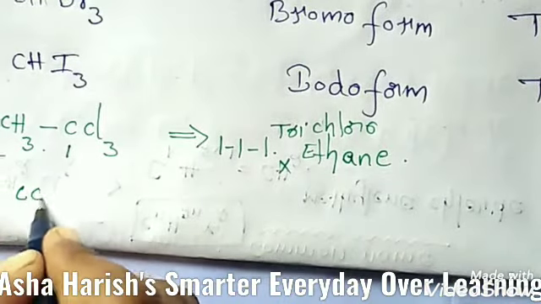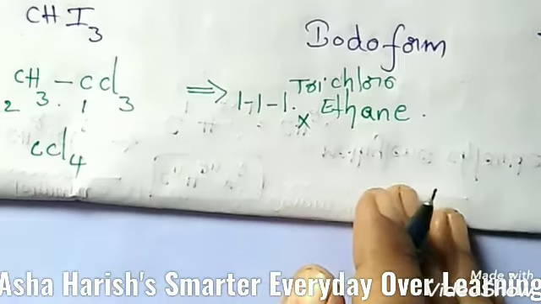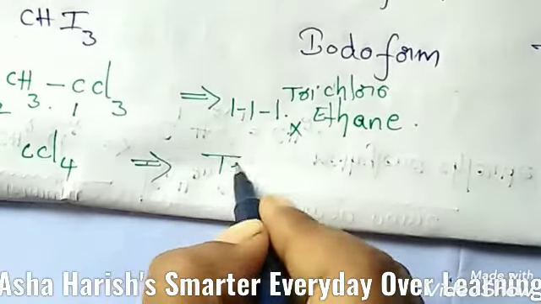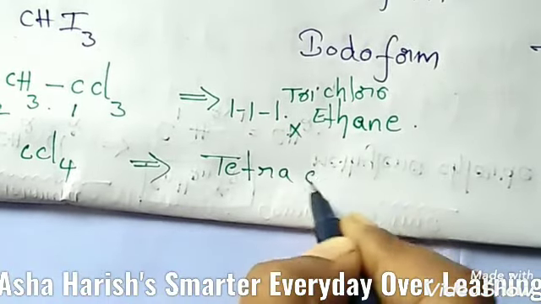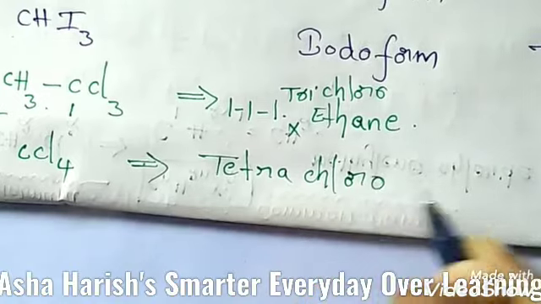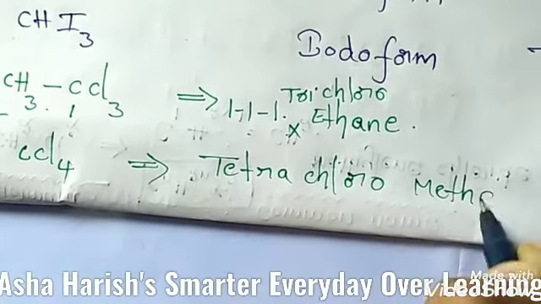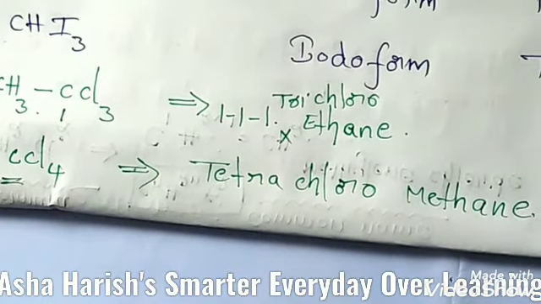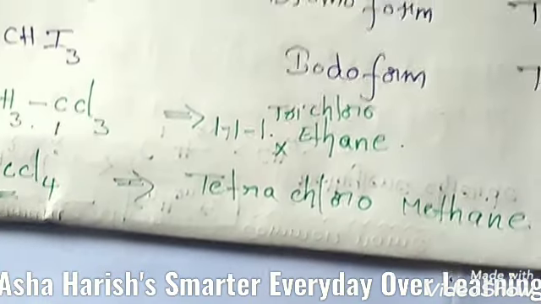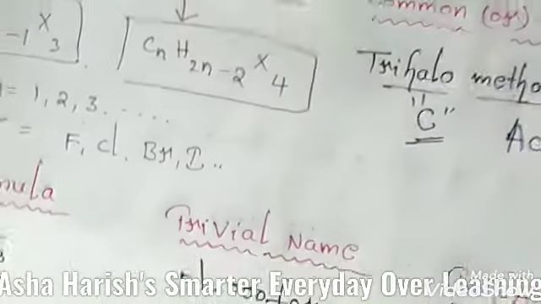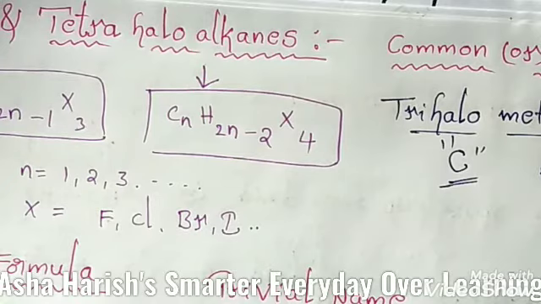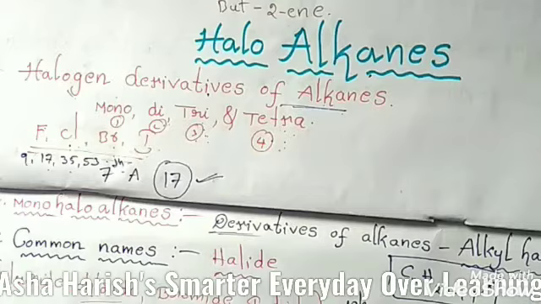Okay, students, and again, if you have CCl4, commonly we can call it carbon tetrachloride. Here the IUPAC name should be tetrachloromethane. Again methane. Why? Because of the presence of one carbon. Okay, right, students, this is about today's session. Tri and tetrahaloalkanes, these are the examples, and now we can recall what we have learned in this session.